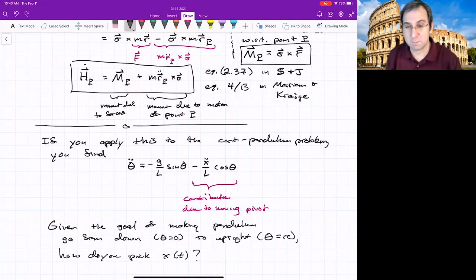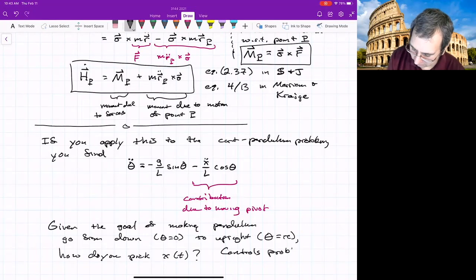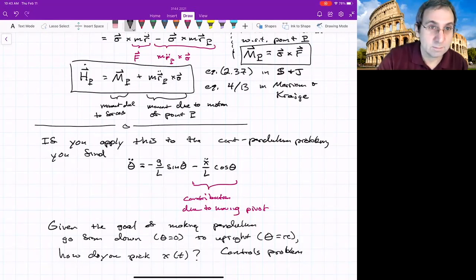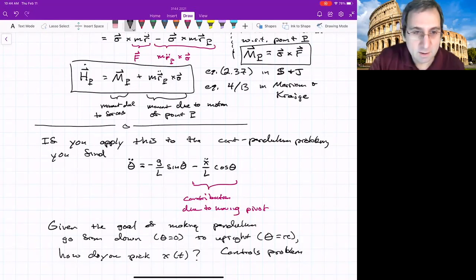And probably you wouldn't just pick an x as a function of time. You'd pick an x that is a function of theta, which would be a feedback control law. But that's a controls problem that we're not going to tackle here. We'll tackle some other controls, but not that one. It just gives you an idea. And ideally, you pick it so that this is stable to disturbances. All right, I'm going to stop there.